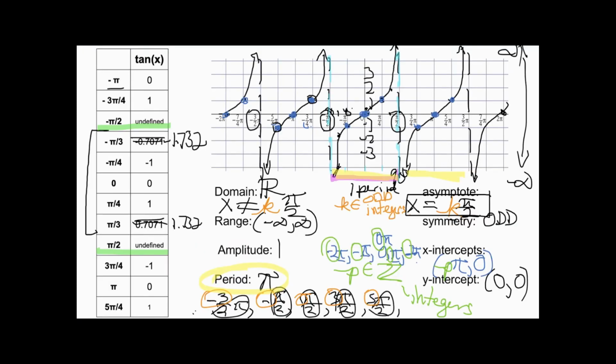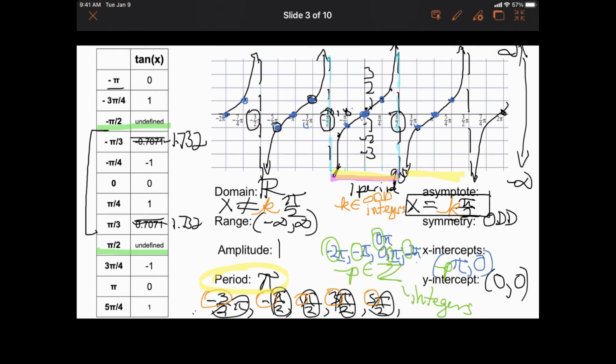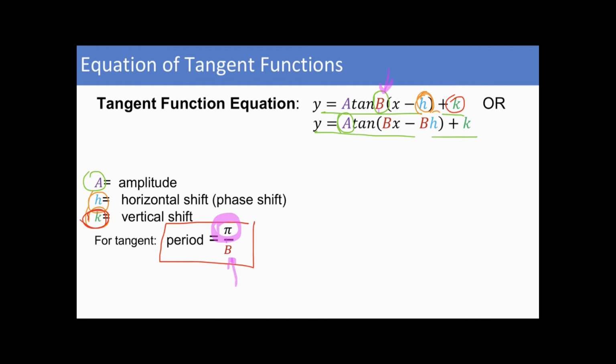And this is not a sinusoidal graph. Tangent is not. It's not continuous. It's discontinuous. There's a break because of the asymptote, right? We lift our pencil up when we graph this. So we're not going to change the period again, but I just wanted you to let it sink in for our next lesson next time.